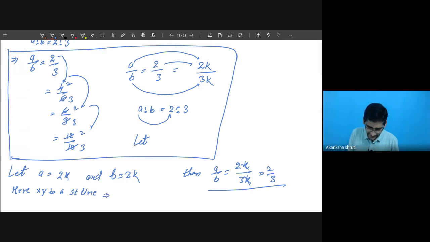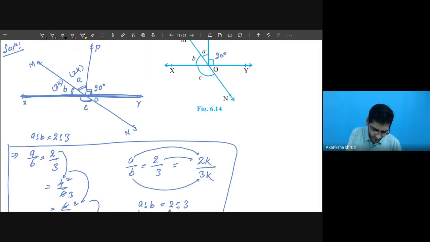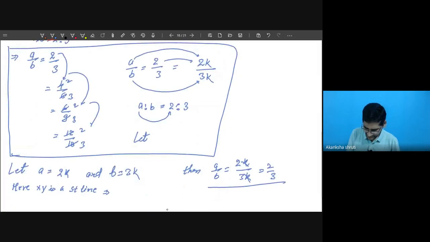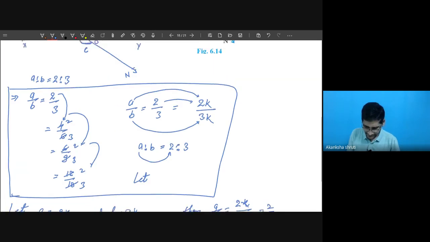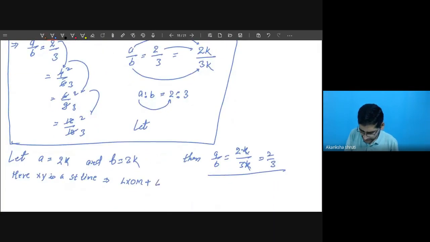This implies, what does it mean? Angle XOM plus, understand student, here we are taking angle XOM, this one. Are you getting? Then MOP, this one, plus POY. Angle XOM plus angle MOP plus angle POY, this is 180 degrees. Are we getting like this?